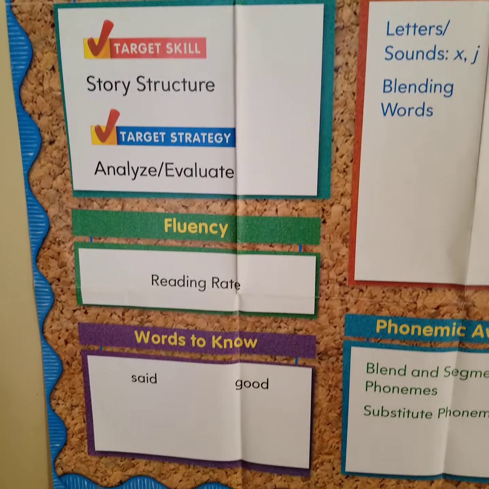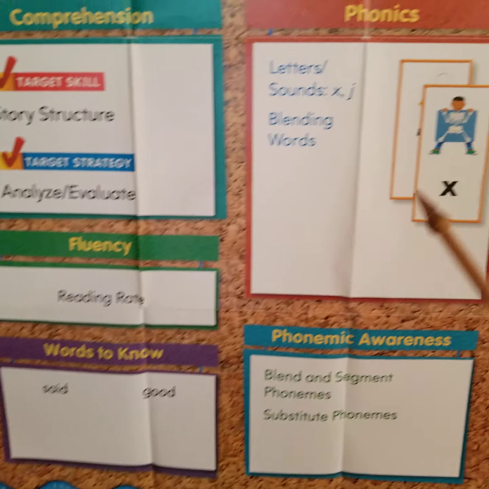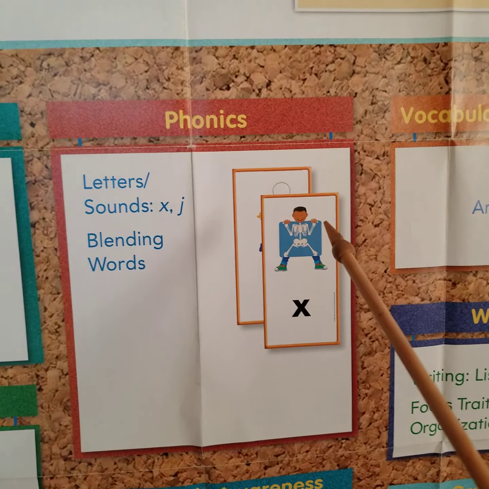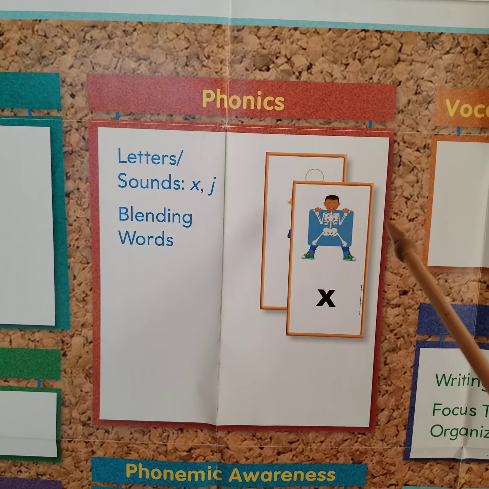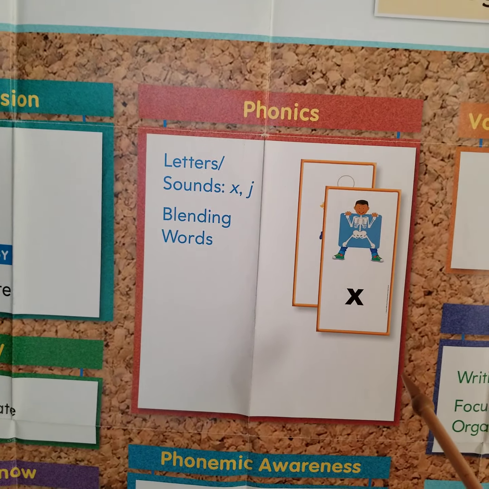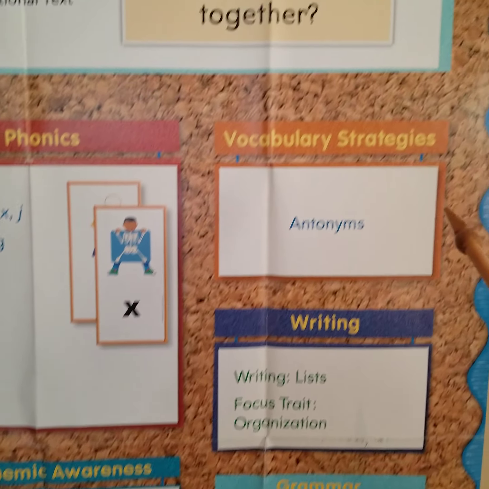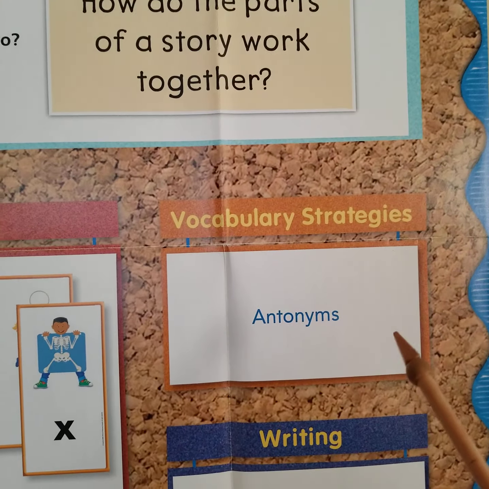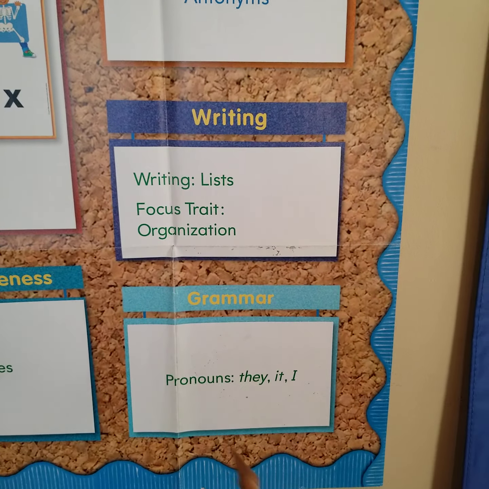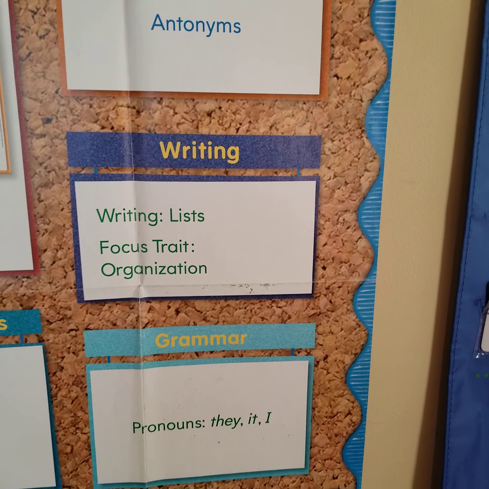We'll be going over our words to know, said and good. Our letters for this lesson are X as in X and J as in J. We'll be blending and segmenting. Also today we'll take a look at our antonyms, and we will be working on pronouns they, it, and I.